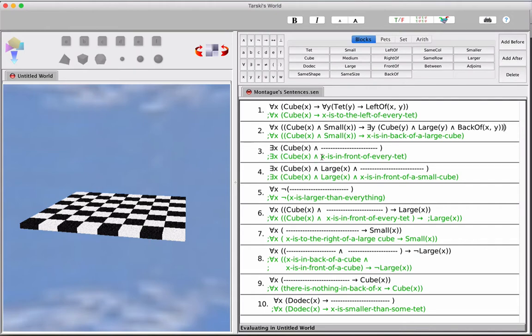All right, number 3. There is some cube, or there is at least one cube. It is in front of every tet. So once again, we need to talk about the every tet sentence. So for all things, if that thing is a tet, then we've got the some cube in front of it. So now we've got the front of relation, the cube thing, and the every tet variable.